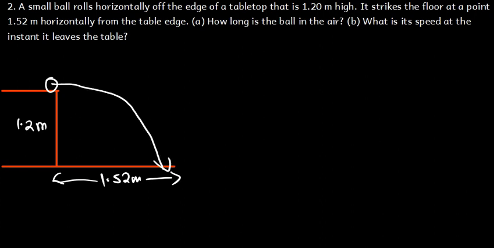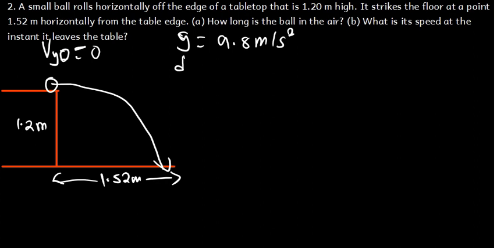Now we can see that when it was being thrown from the top of the table, the initial velocity in y direction, the initial Vy, is 0. Okay, now we can see that since it was going down, the g is a positive 9.8 meters per second squared. What else do we know? We can also see that we have the distance, which is the height. So the height in this case is 1.20 meters. What else do we know from here? We also know the range. We have been told that the range is 1.52 meters.